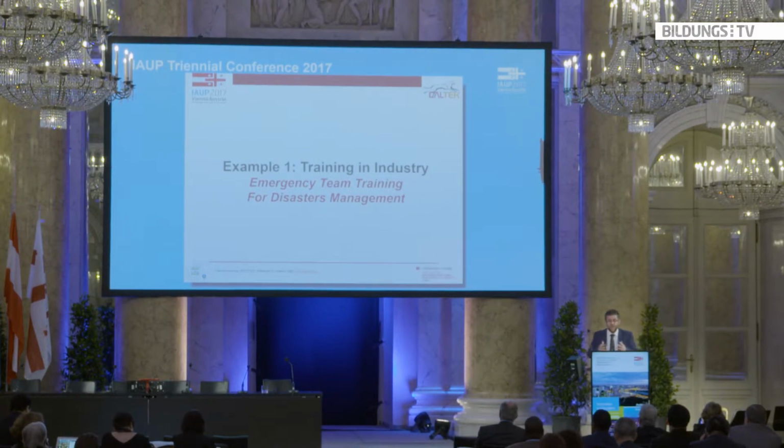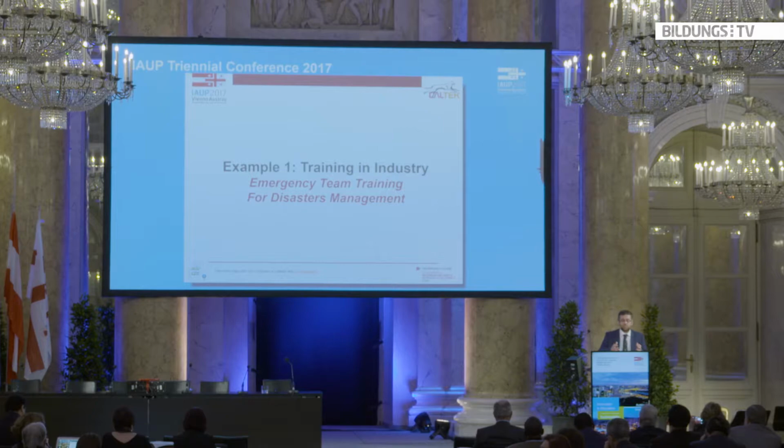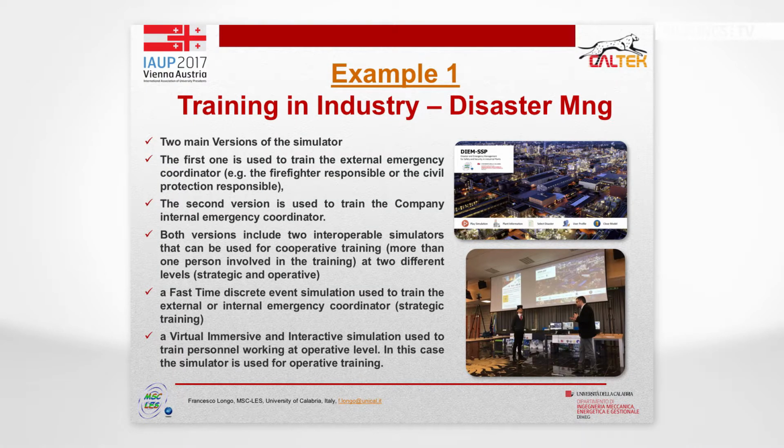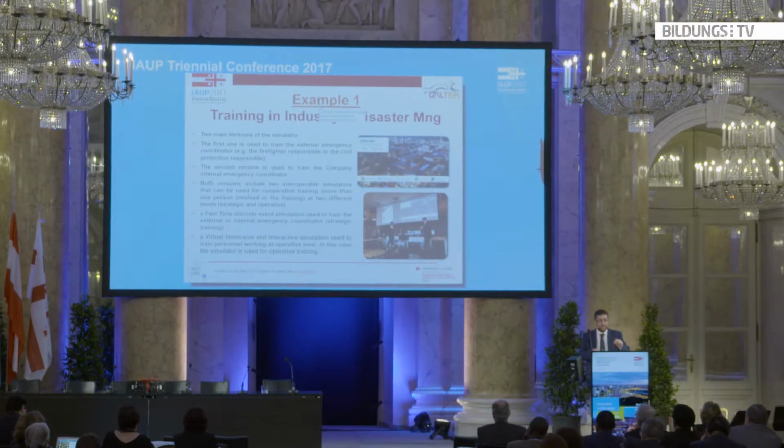The first example is training in industry, in particular training for people that take care of emergency management in case of disaster. In the last years, there were a lot of disasters in different plants worldwide. As far as this simulator is concerned, we have two main versions. The first one is used to train the external emergency coordinator. So let's suppose, for instance, the firefighter responsible or the civil protection responsible, the person that is in charge of carrying out emergency management. The second version is used to train the company's internal emergency coordinator, so the people that work within the company and have to support the emergency management.